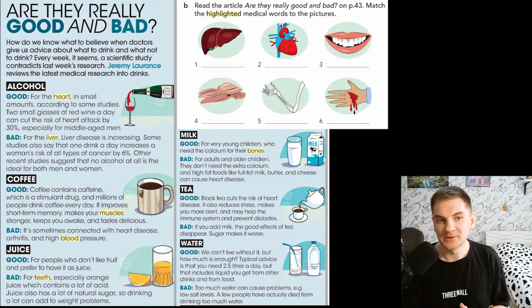Part B. Read the article. Are they really good and bad? On page 43, match the highlighted medical words to the pictures. Actually, the task is quite simple. There are 6 words in the article that are highlighted. You see heart, liver, muscles, blood, teeth, bones. Match the highlighted words to the pictures and then check yourself.